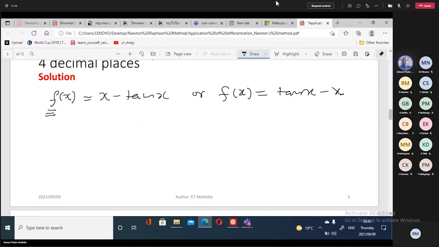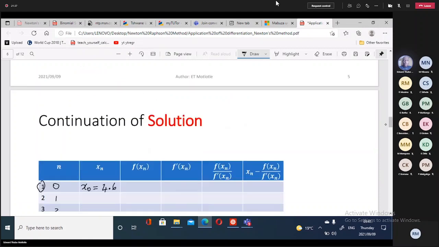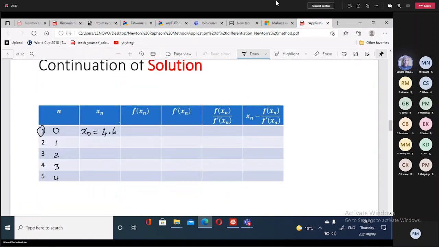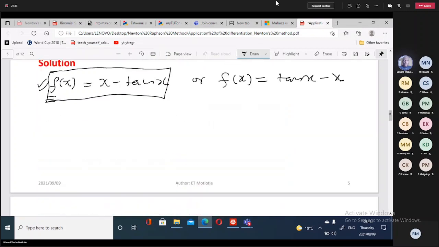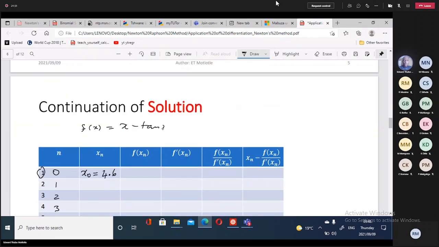Okay, in my solution, I have used this equation here. You can use any one, like I said. So I substitute 4.6 in. I'll write the equation here: f(x) equals, let's see which one I choose, the one with x, x minus tan x, and your solution will be minus 4.26017. Remember, we are using radians. If you use degrees, you'll be in trouble.